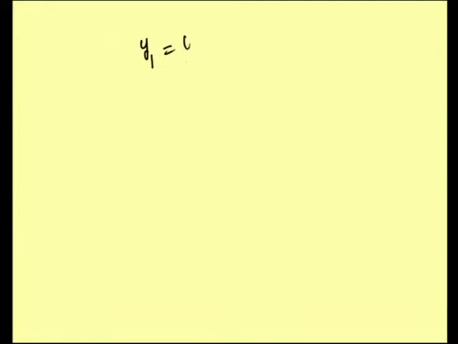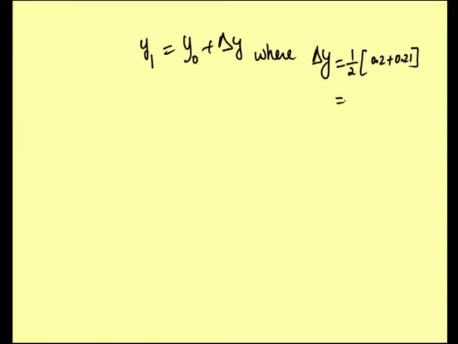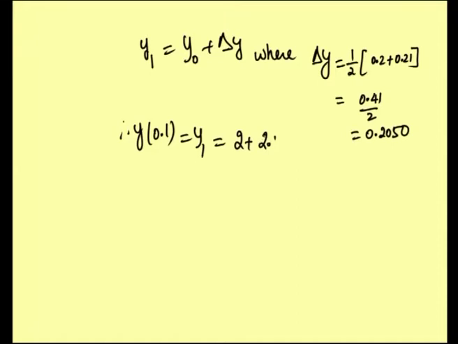Therefore, y1 is equal to y naught plus del y, where del y is equal to 1 by 2 times k1 plus k2. k1 is 0.2 and k2 is 0.21. We have 0.41 divided by 2 is equal to 0.2050. Therefore, y of 0.1 is equal to y1 is equal to 2 plus 0.2050. So, y of 0.1 is equal to 2.2050.